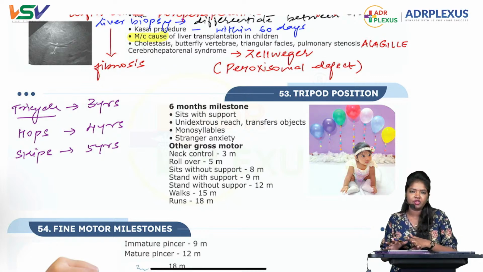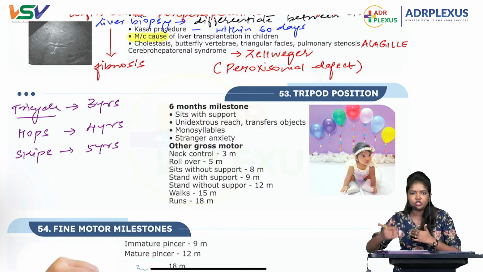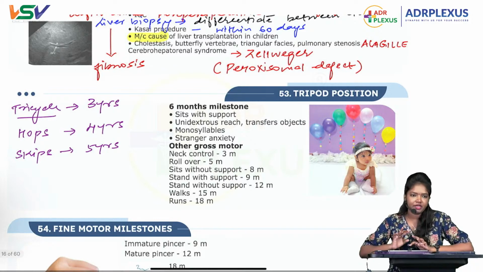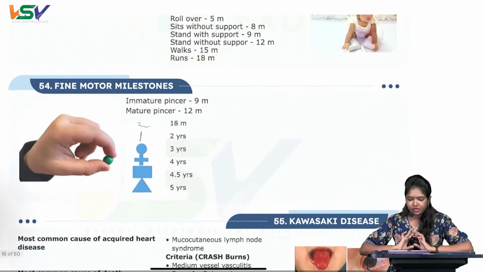In the glossary also, we have the important milestones, which we will do in the glossary section. Fine? Yes. Next, fine motor milestones.